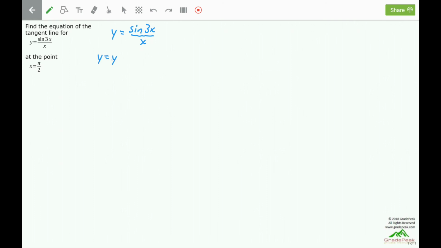So the y coordinate will correspond to y of pi over 2. Plugging that in, I'm going to have the sine of 3 times pi over 2, 3 pi over 2, all over pi over 2. Well, the sine of 3 pi over 2 is negative 1 over pi over 2. We can now reciprocate the denominator, and it'll become 2 over pi, and multiply the 2. And that'll give us negative 2 over pi. So we have the point pi over 2, comma, negative 2 over pi.